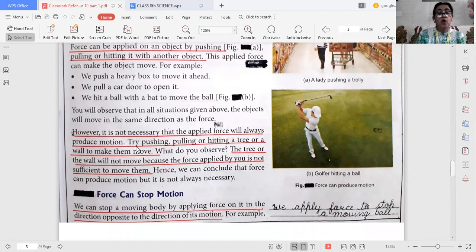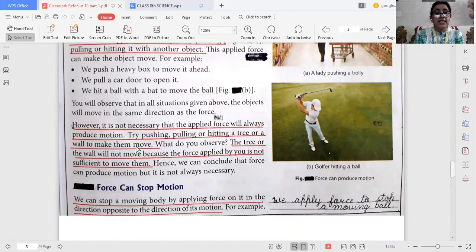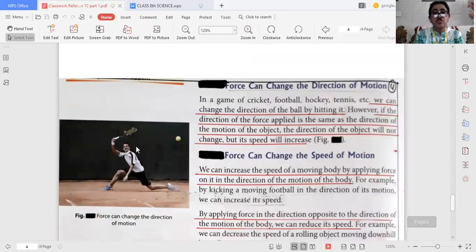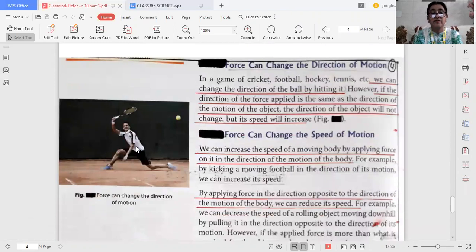Now, force can also stop motion. Suppose one thing is moving and we apply force from the opposite direction, then that moving object will stop. Next, force can change the direction of the motion. As you have seen during a cricket match, we can change the direction of the ball by hitting it. And if the direction of the force applied is the same as the direction of the motion of the object, the direction of the object will not change. Only what will change? Its speed will change.